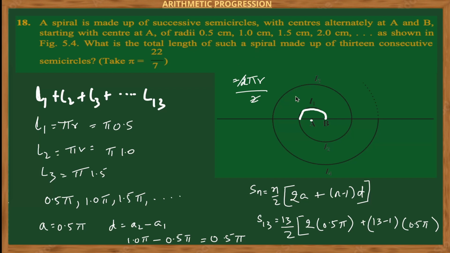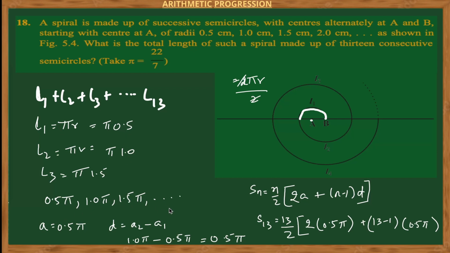So the radii is given. Since it's a circle, you need to find the circumference. We know the circumference of a circle is 2 pi r, and for a semicircle, it will be half. So that's how we got pi r, and then we replaced r with the radius of each of the semicircles which we have drawn. So that formed a sequence.